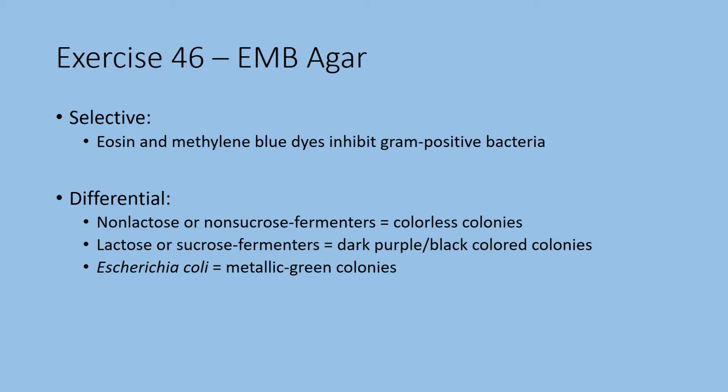EMB is often used as an indicator to test for E. coli. E. coli, because it's commonly found in the intestinal tract, is used as an indicator organism for water quality. So if you're testing a water supply, wondering if it's okay for human consumption, and E. coli is in there, you grow it on an EMB plate, that E. coli is going to be shiny green, which is going to translate to don't drink the water.